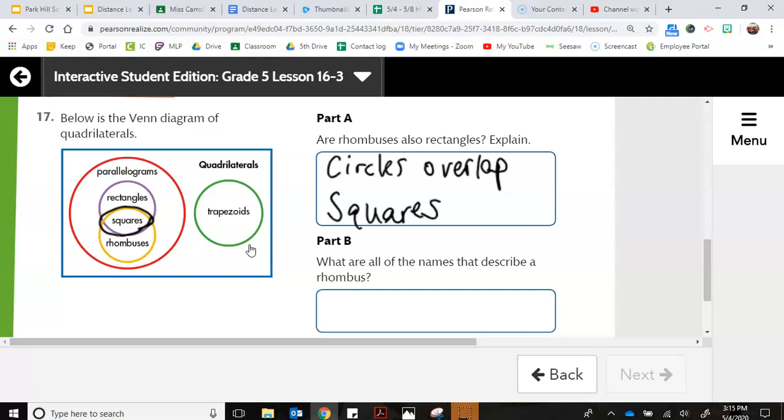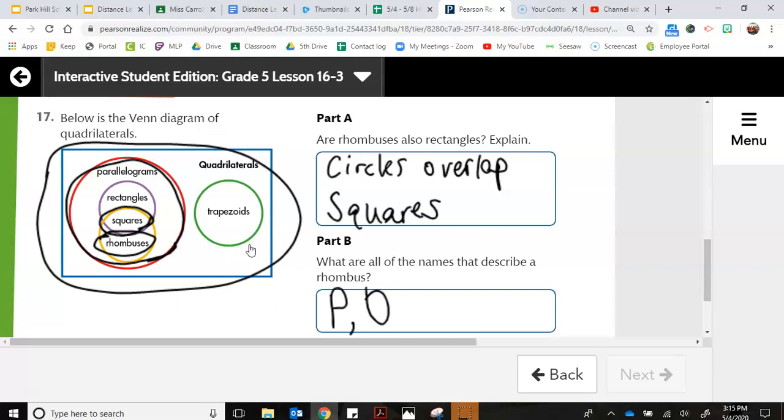Finally, what are all of the names that describe a rhombus? So I have to see what bigger things are in here. So here's rhombuses, okay? What else is it? I have to look at the bigger ones. Okay, it's also a parallelogram. I'm just going to write P. And then even bigger, it's also a quadrilateral. So a rhombus can be described by being called a rhombus, a parallelogram, or a quadrilateral.